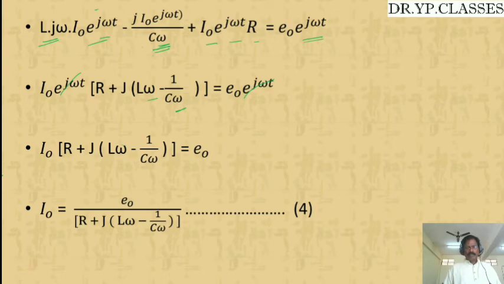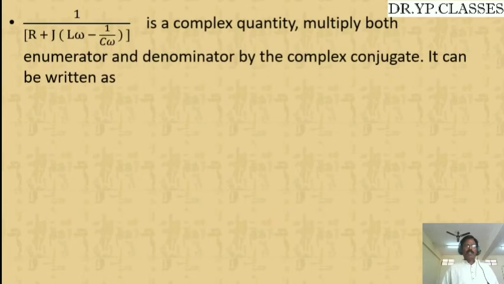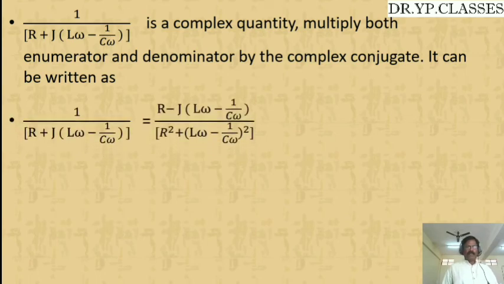I naught is equal to E naught by [1 over] r plus j into L omega minus 1 over c omega. So this is the peak value in the circuit. Now the quantity 1 over r plus j into L omega minus 1 over c omega is a complex quantity. Okay, we have to normalize this equation. We normalize this quantity by multiplying both denominator and numerator by its complex conjugate. Okay, and it can be done as usual.